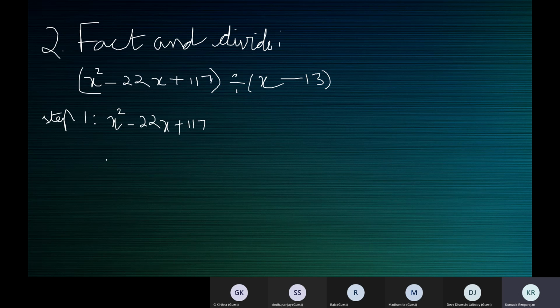Raja, what is the sum? What is the sum, Raja? Ma'am, what is the sum in the expression x squared minus 22x plus 117? What is the sum? What is the required sum? What is the required product?